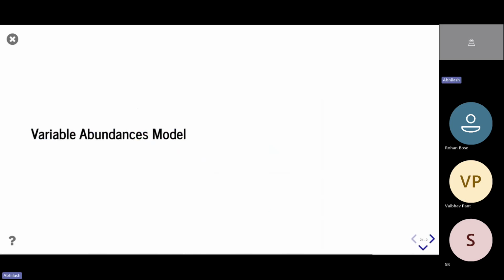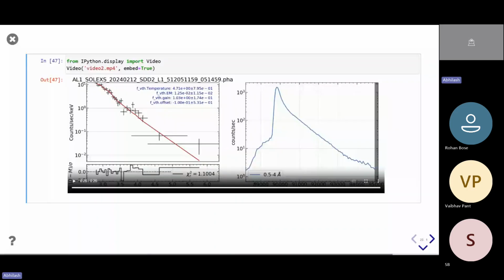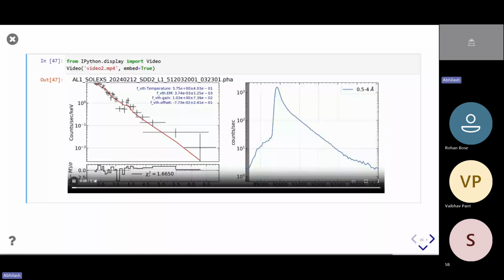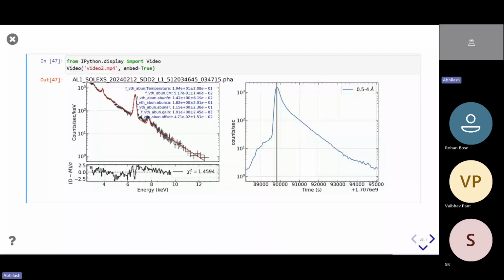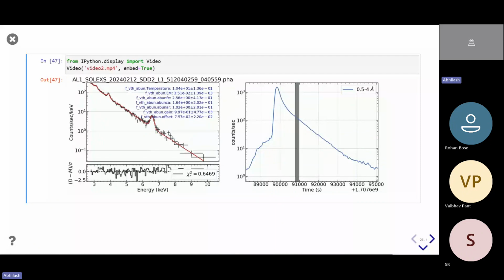Okay, so just to reiterate the question, he's asking about free parameters. What is the number of free parameters during, say, pre-flare, peak of the flare, and post-flare as well? So it depends. The higher energy range up to where I'm fitting is also variable. That is also changing. So it depends how much signal you have. During the peak of the flare, you have a lot of signal. You have signal till say 12 keV, 15 keV. You can fit till 15 keV.